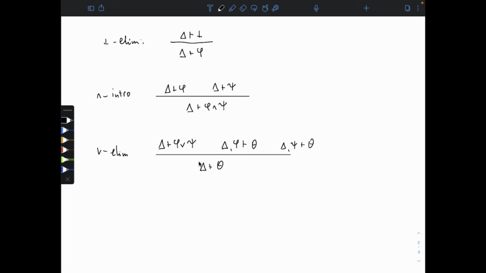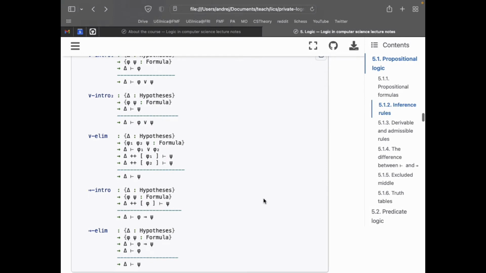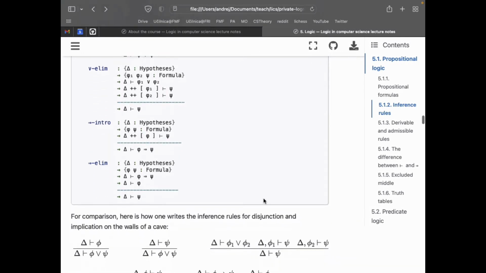Right? Because from these deltas, I can first get the or, and then no matter which of these two I got, I will be able to get theta from one of them, or maybe even both of them. It doesn't matter. This is now an example where I temporarily have a new hypothesis. I'm now reasoning hypothetically under the assumption that phi is the case that holds, and then here psi. Questions? No? Okay.